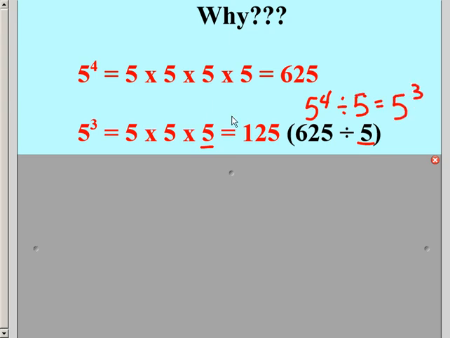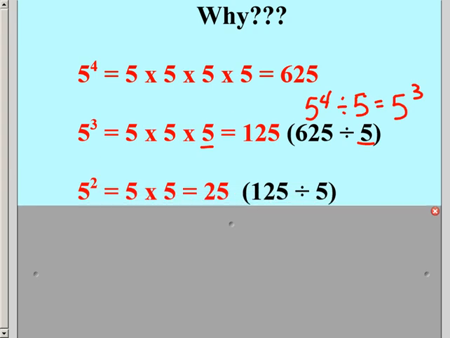If we continue that pattern, 5 to the 2nd power means 5 times 5, which we know is 25. Notice if we took 5 to the 3rd power, its value is 125, so 5 to the 3rd power divided by our base of 5, we're going to get the value of 25, which is the value of 5 to the 2nd power. Let's keep going.